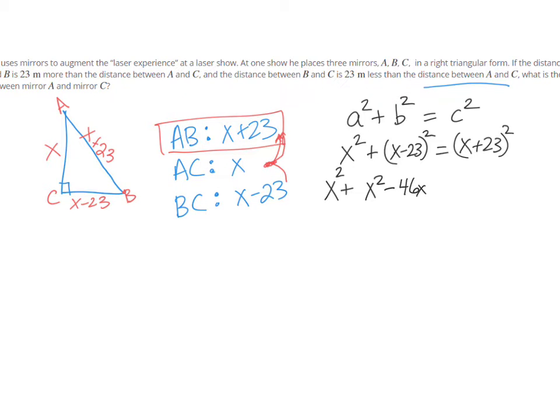And then, oh, this is going to be a doozy. I got to square the 23. No idea what that is. 23 squared. 529. Now, when you square it, it's always going to be a positive.